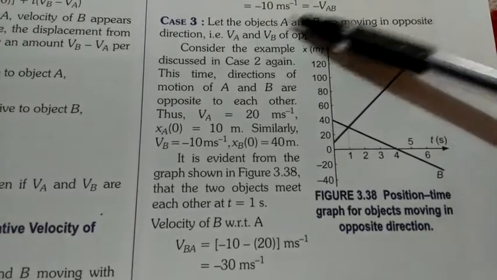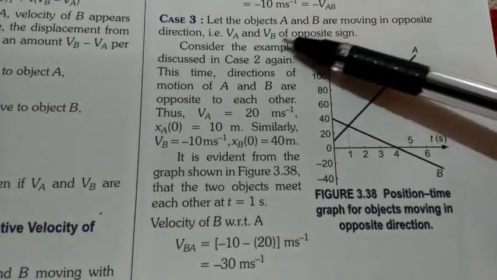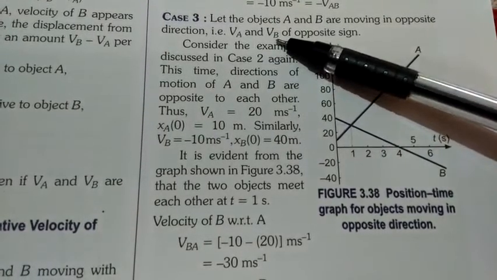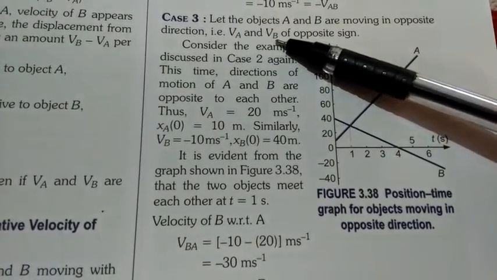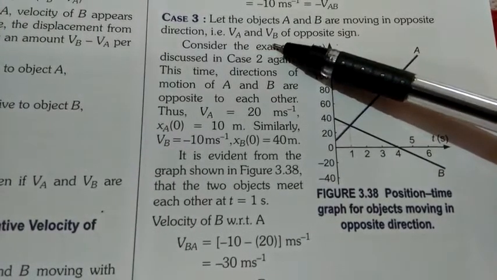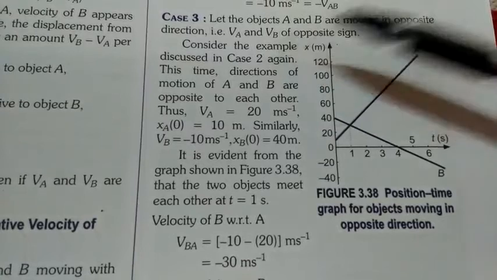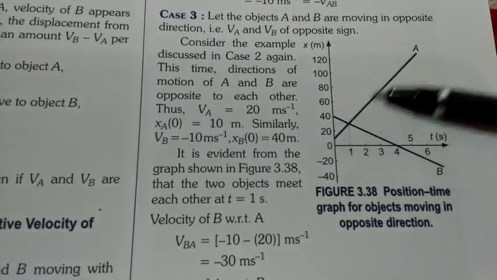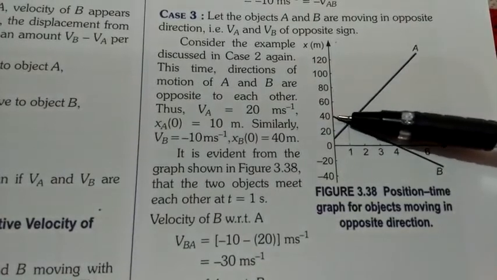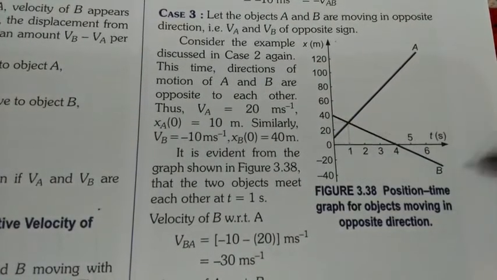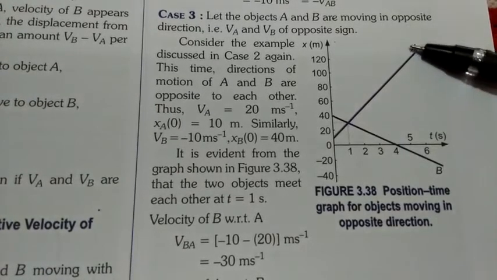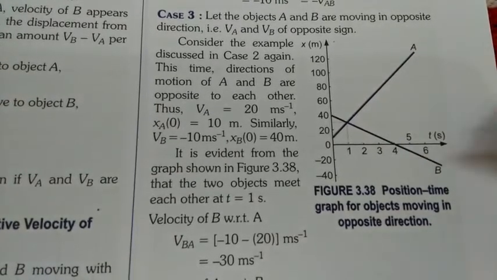And in the third case, suppose VA is less than VB, so VA minus VB will be negative. That means the relative velocity of A will be negative and the relative velocity of B will be positive. At that time this type of situation we will get. A will go in its direction, but B will go like this. It will cross A. And this situation will come when A and B are moving in opposite directions.